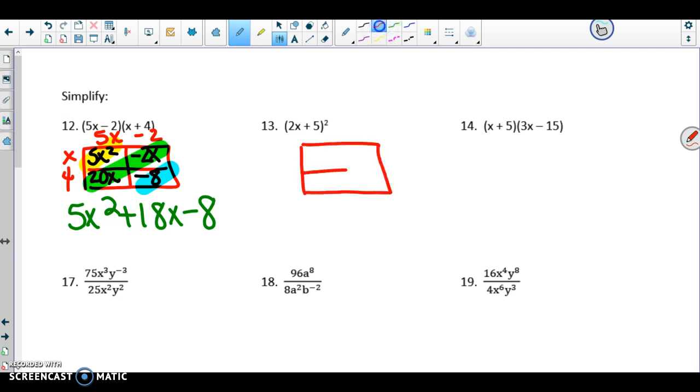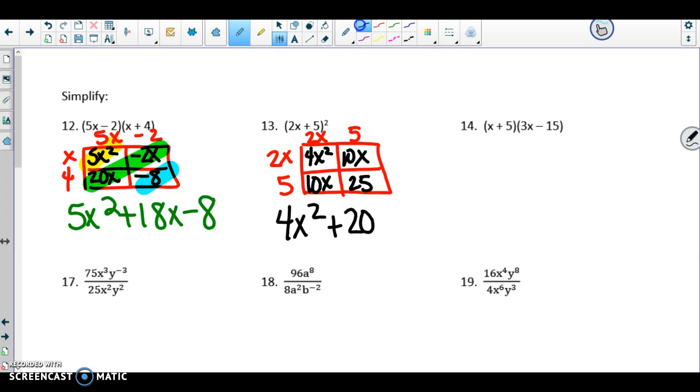This one, again, I'm going to use this even though it looks like, oh, it should just be squared on each part, but really I've got a binomial to work with there. So 2x times 2x would be 4x squared. 5 times 2 would give me 10x, and same thing here, 10x. And then 5 times 5 would give me 25. When I put everything together, I end up with 4x squared plus 20x, because we can put those together so they don't disappear, plus 25. And that would be my answer for that one.